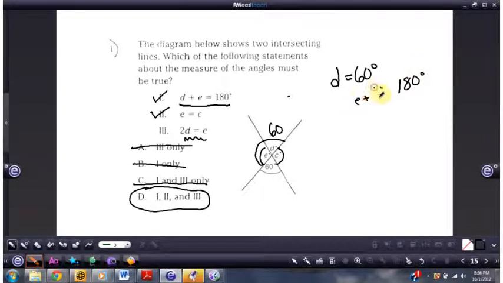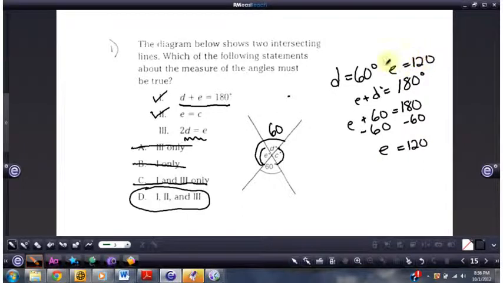D is 60, which means if I subtract 60 from both sides, E is 120. So the question becomes, is twice D equal to E, which means it's 2 times 60 equal to 120. And you should see it's true, which actually makes all 3 statements true.